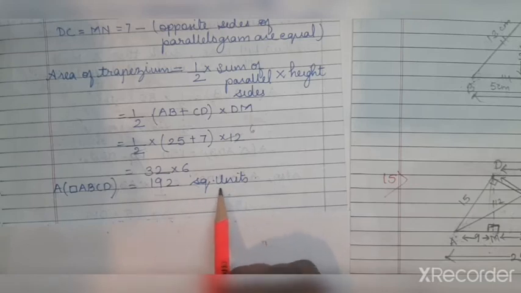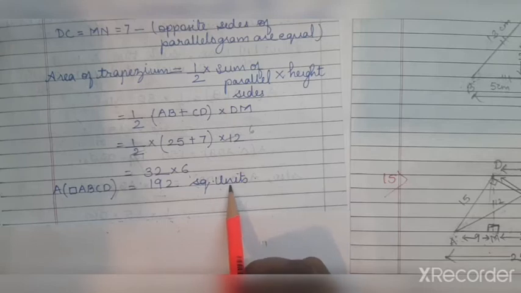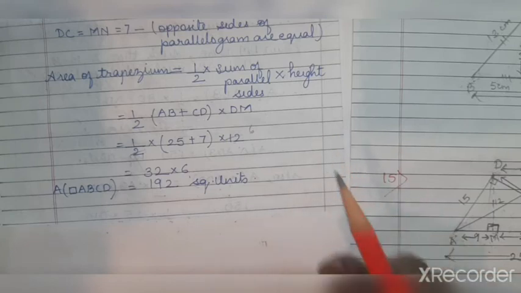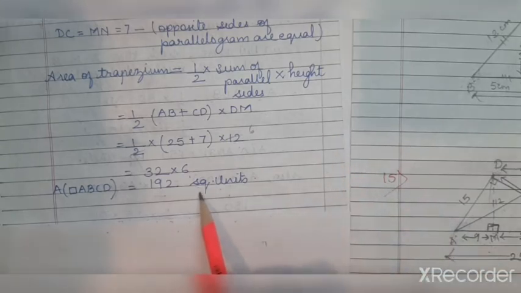It's very important to write square units. Units are not given, so you will write square units here. Otherwise, if it was given, you will write whatever, square centimeter or square meter. So this is your final answer.